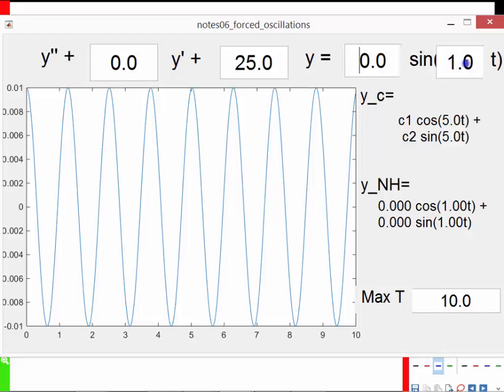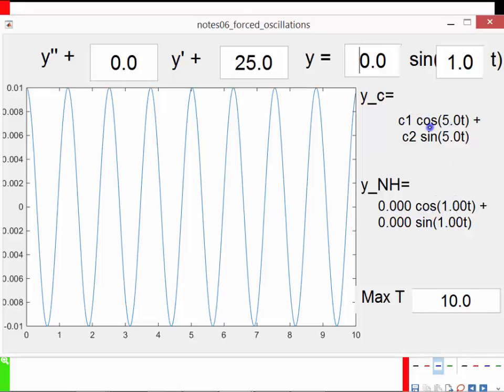When we have a number like 1 here, it means that we're going to push down and then push up and then push down, but it's going to be much slower. A lower number means lower frequency. It's going to be much slower than the actual natural vibrations. And the solution is going to be a combination of this solution and something with cos and sine of 1t.